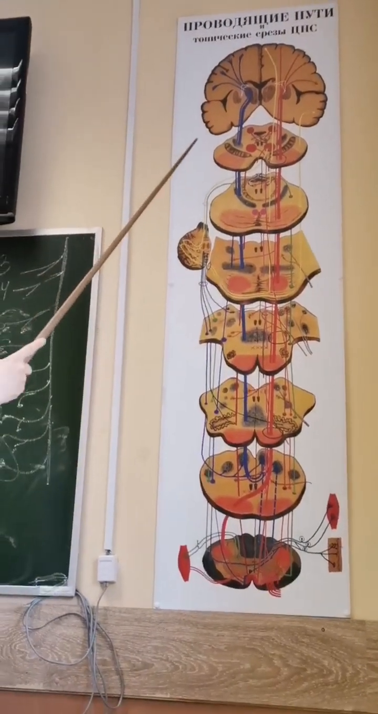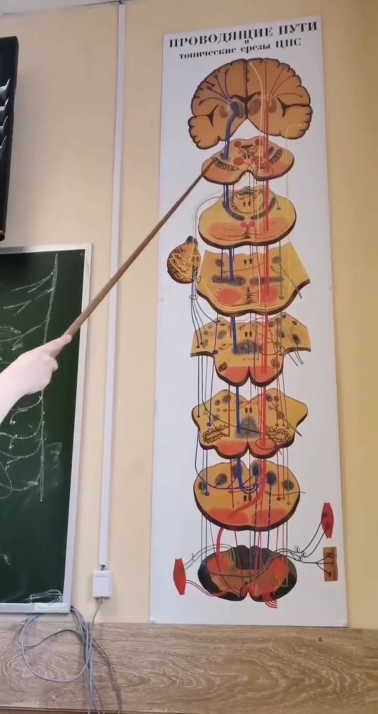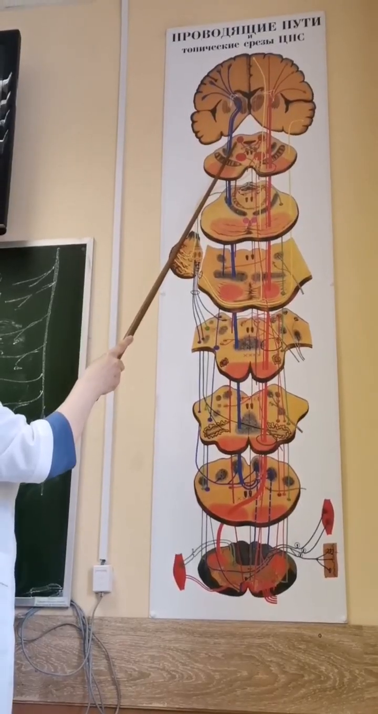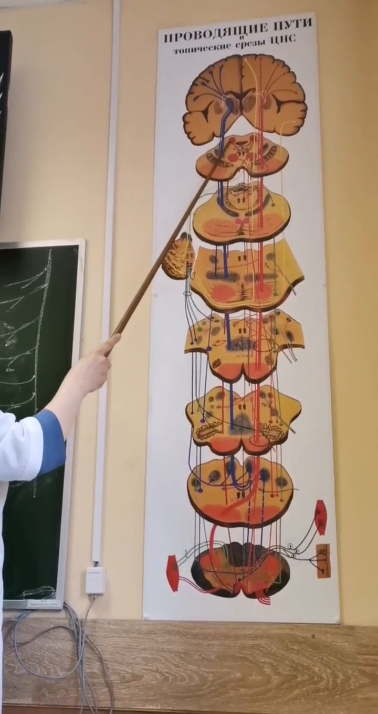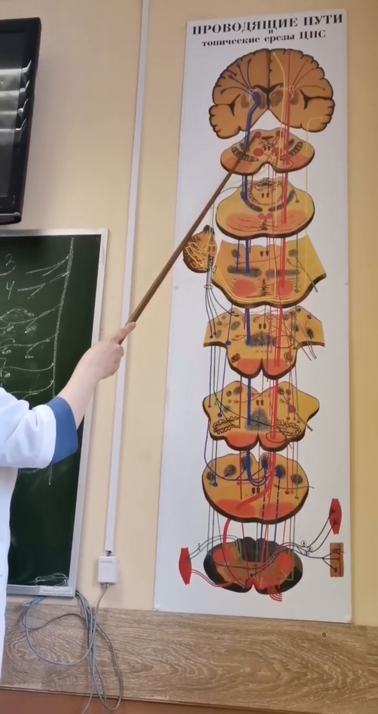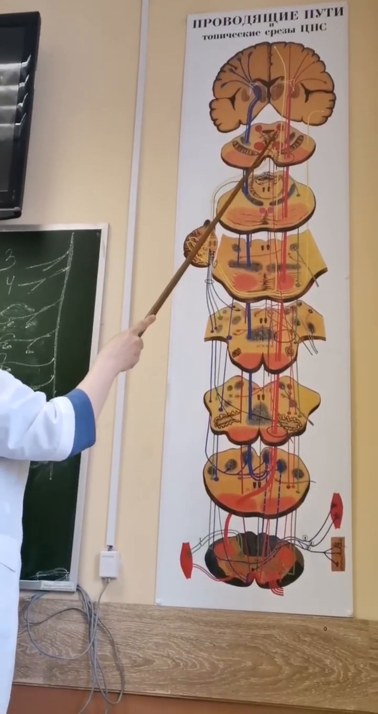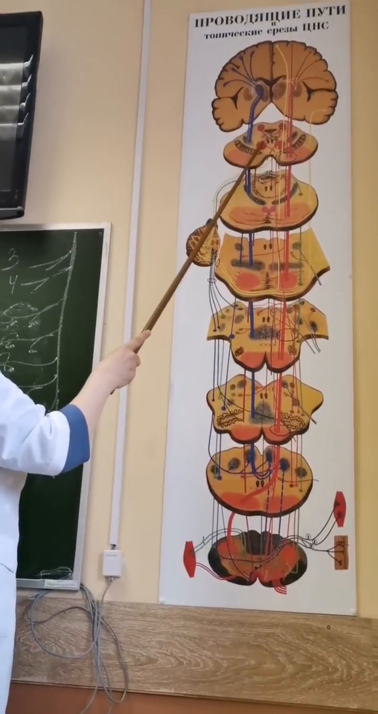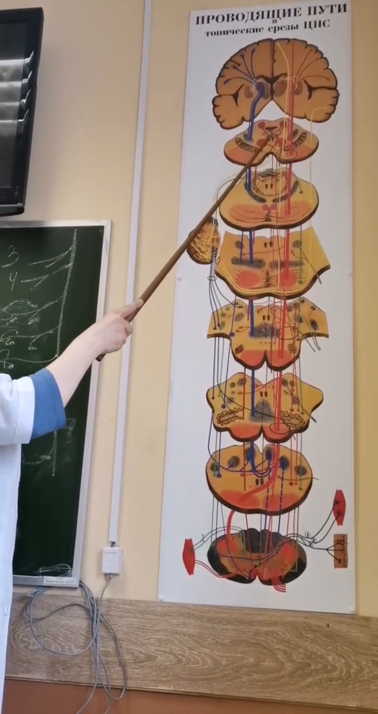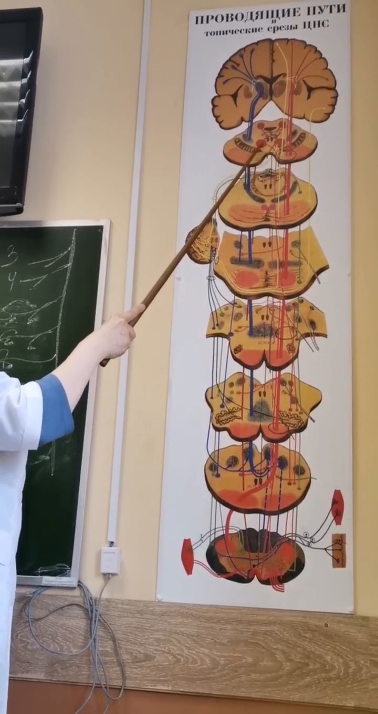Tectospinal starts from the nuclei of the superior and inferior colliculi. The first neurons are located here. The axons of the first neurons form the crossing, the dorsal decussation of the tegmentum, and descend.